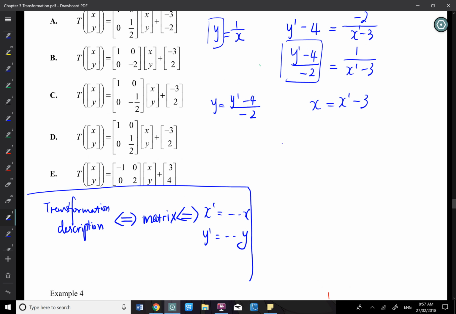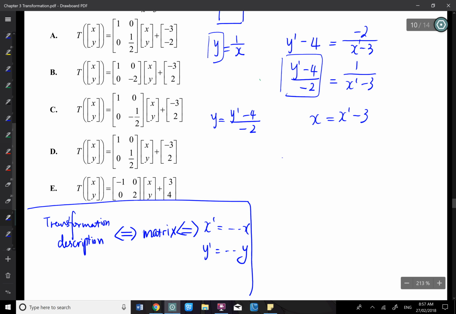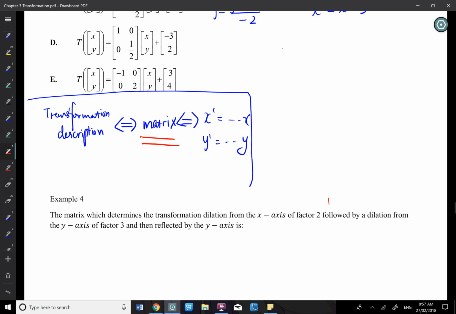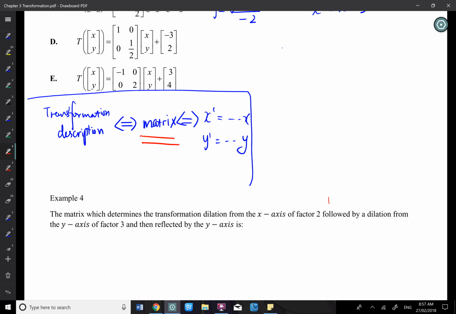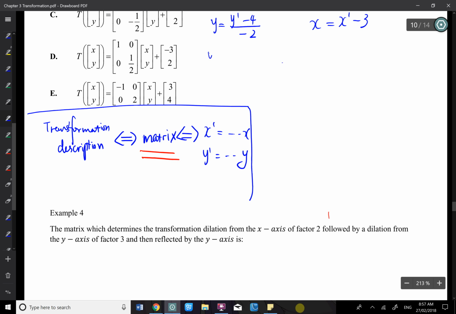What I want to achieve in the end is a transformation matrix. So I either have the description or I have x dash and y dash. The quickest and easiest way is to find x dash and y dash according to the equation we already have. So we make y dash the subject and x dash the subject, and then I can directly give the transformation matrix.